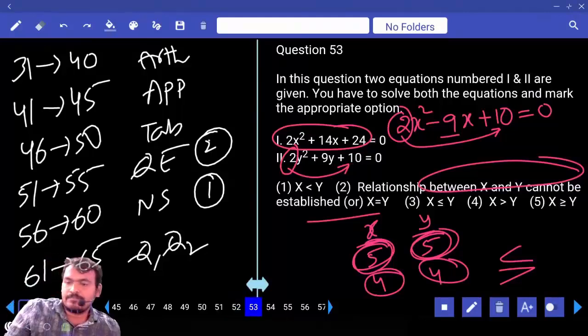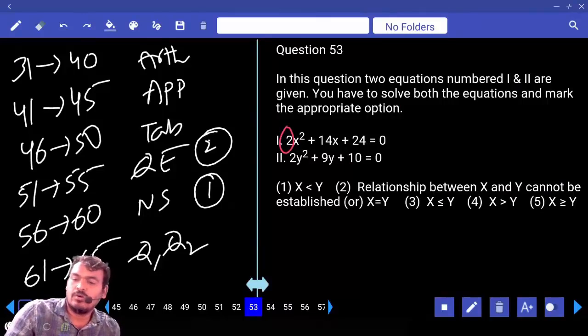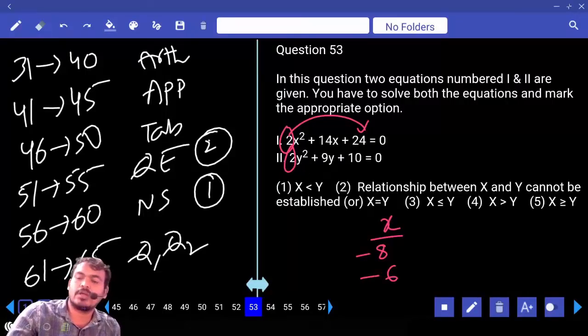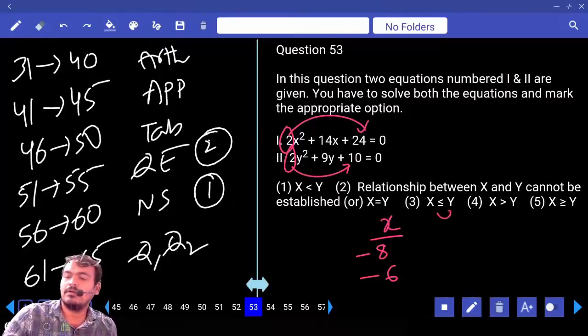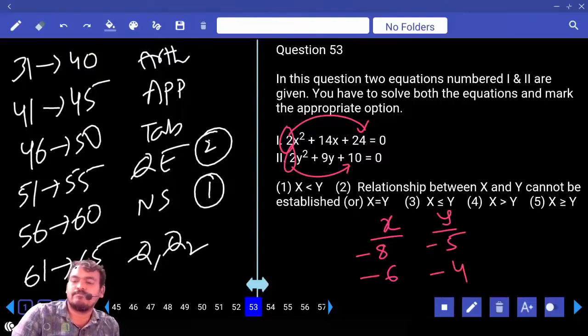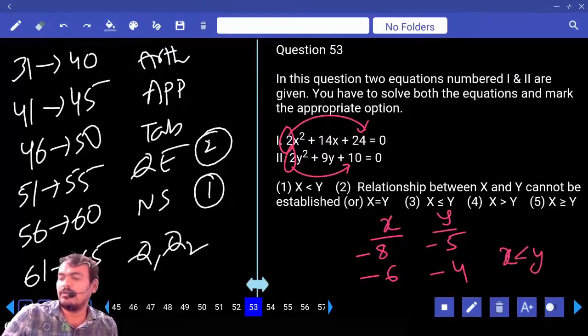Next, 53. What is the coefficient of x square? 2. The coefficient of y square is also 2. Equal coefficients. 2 into 24 is 48, which means 8 and 6. The final roots of x are minus 8, minus 6. Second one, 2 tens are 20. Product 20, sum 9. Then the y roots are minus 5, minus 4. Minus 8 compared to minus 5 is less than, minus 8 compared to minus 4 is less than, again minus 6 compared to minus 5 and minus 4 is less than. Overall relation: x less than y.